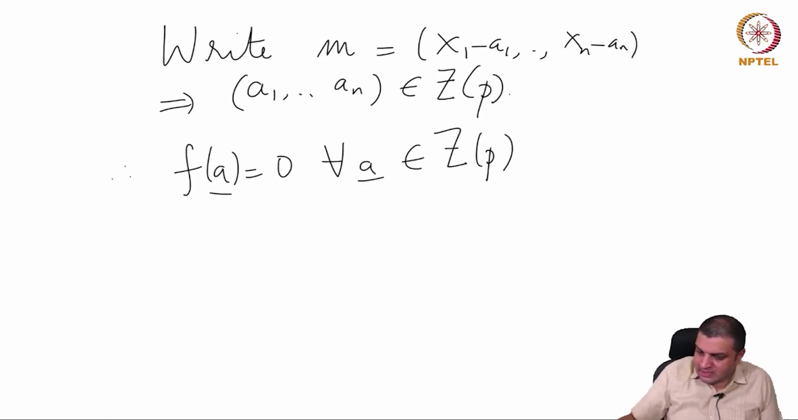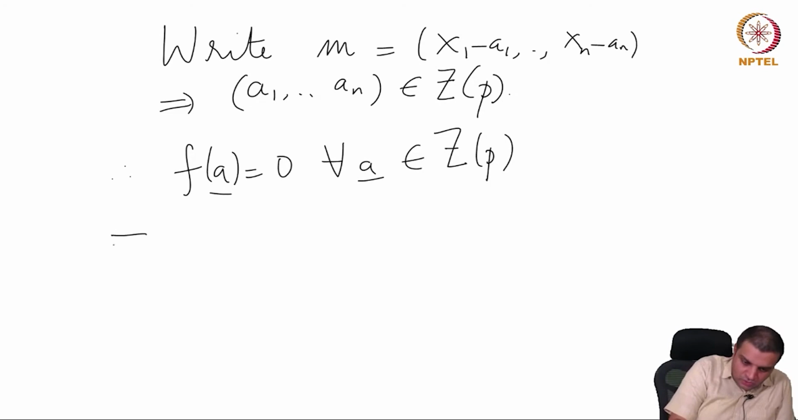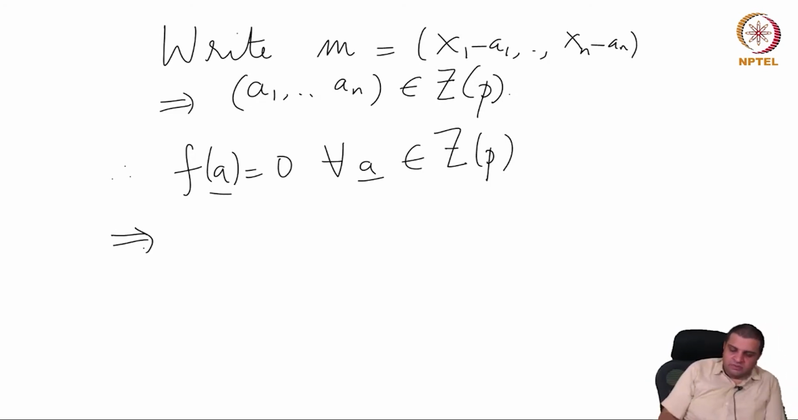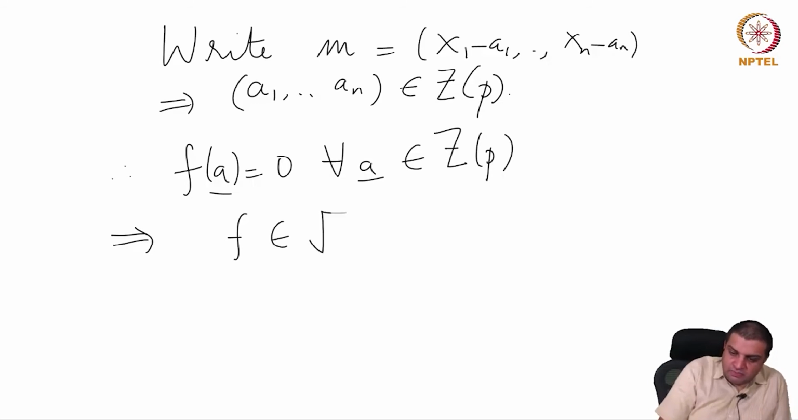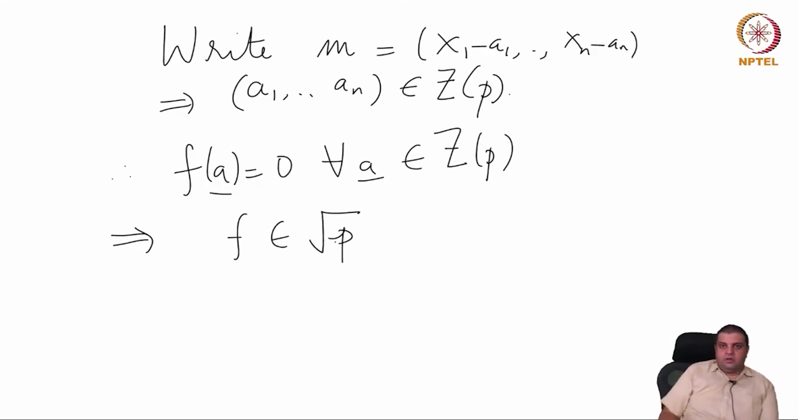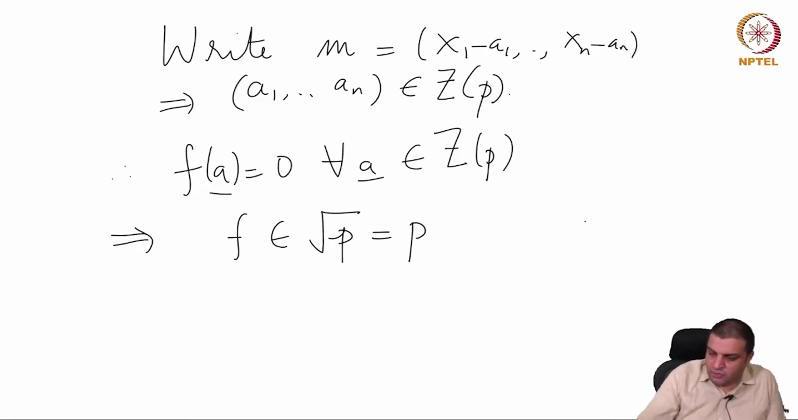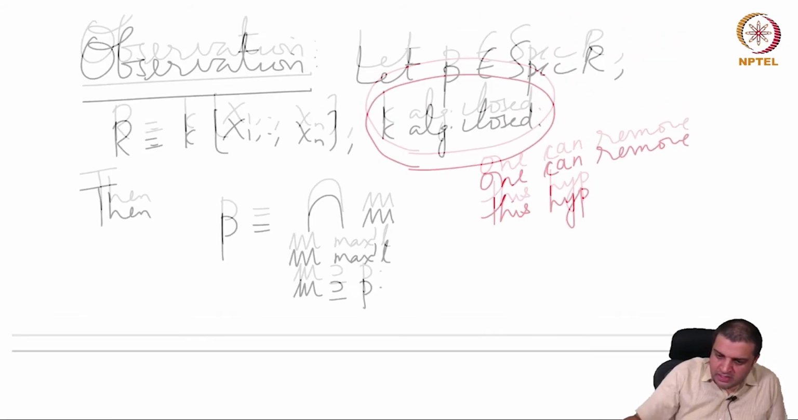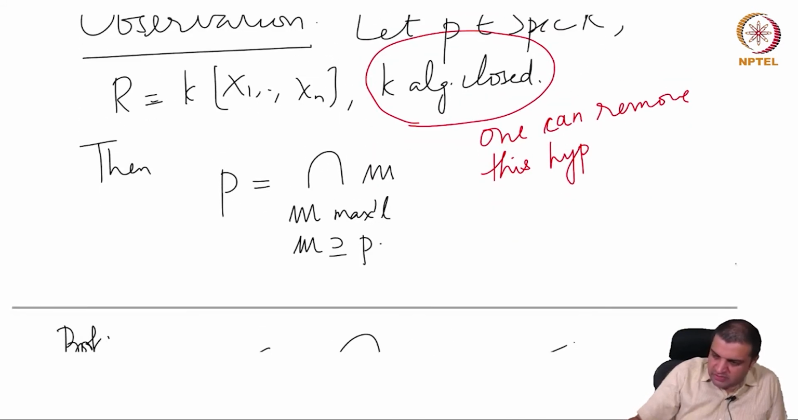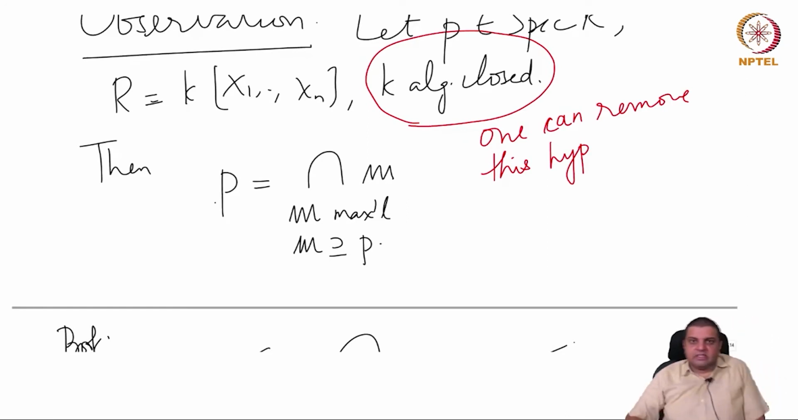So now what does this mean? One of the versions of the Nullstellensatz we proved says that F is in the radical of P. But P is a prime ideal. It is its own radical, which is what we wanted to prove. So this proves the other direction. It is an important property of polynomial rings. We have seen it only for algebraically closed fields, that every prime is an intersection of the maximal ideals containing that prime.